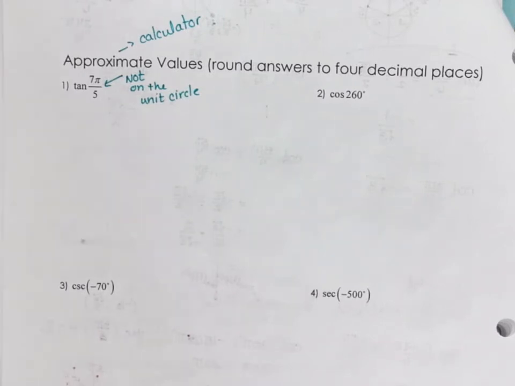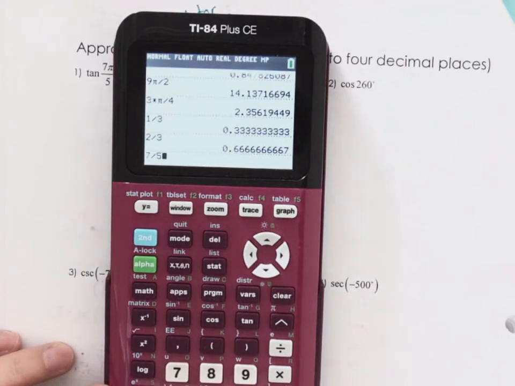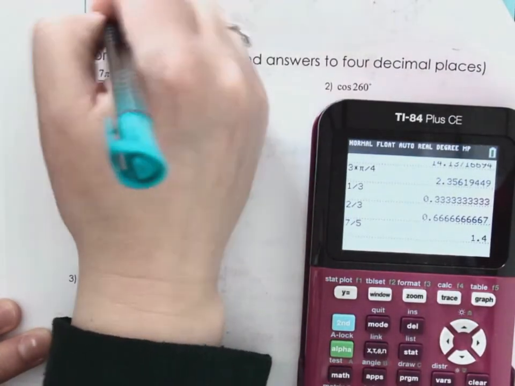So it is on the unit circle. What quadrant would this be in? 3. No. 2. Definitely not 2, because 7/5 is bigger than 1, right? You guys would agree with me? Let's just figure it out. What's 7 divided by 5? 1.4. I have the unit circle rotated that way in my head.